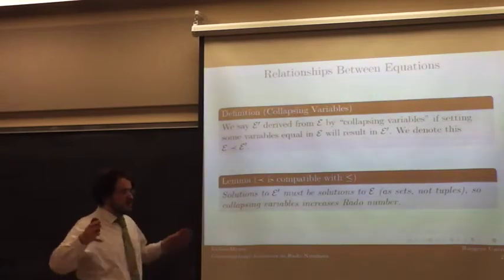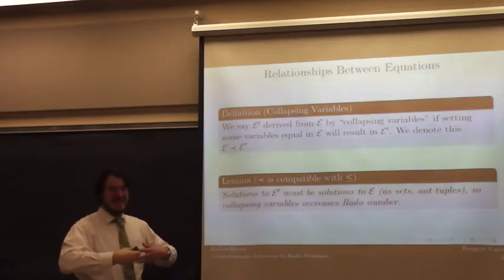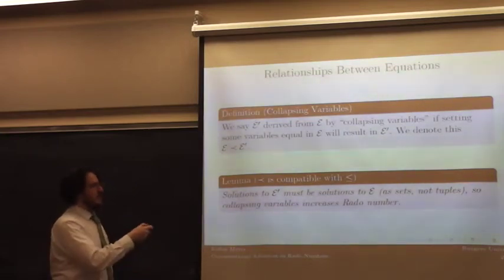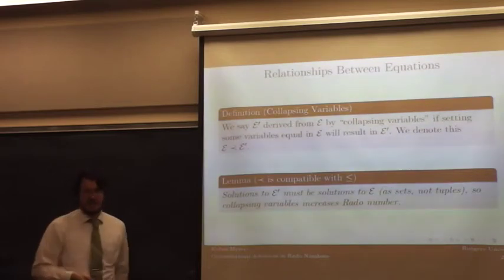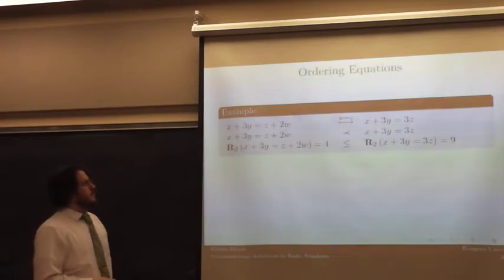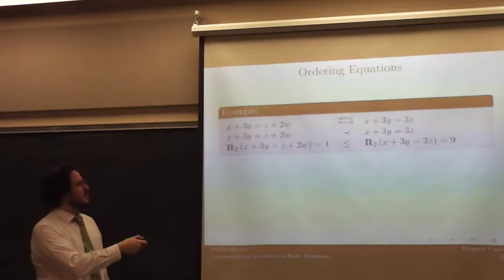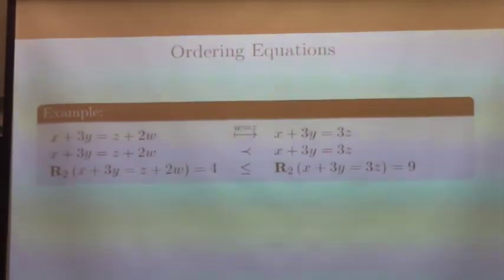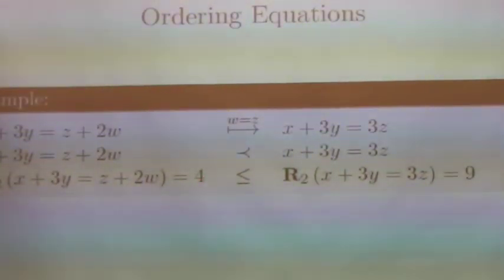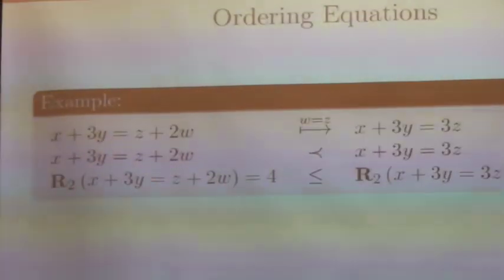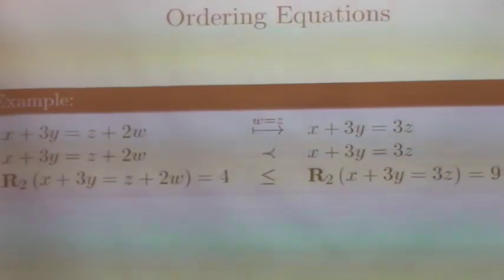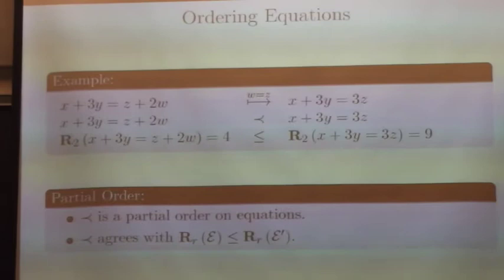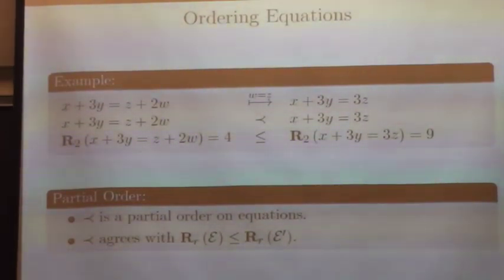So whenever I shrink the number of variables by doing this, I increase the Rado number, potentially to be infinite. So it could be that I go from something reasonable to something not reasonable. And here's an example where I've decided that this equation here is less than that equation there, and the Rado number bears that out, because 4 is less than 9. So it's a partial order. It gives us some relationship that we can use to our advantage.